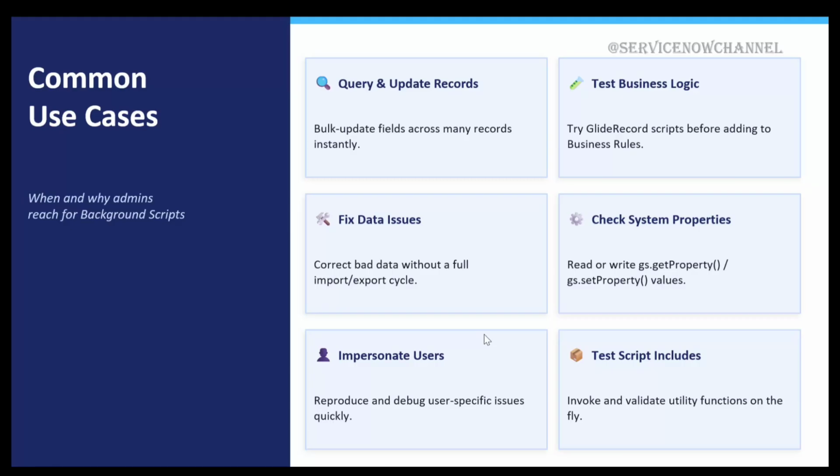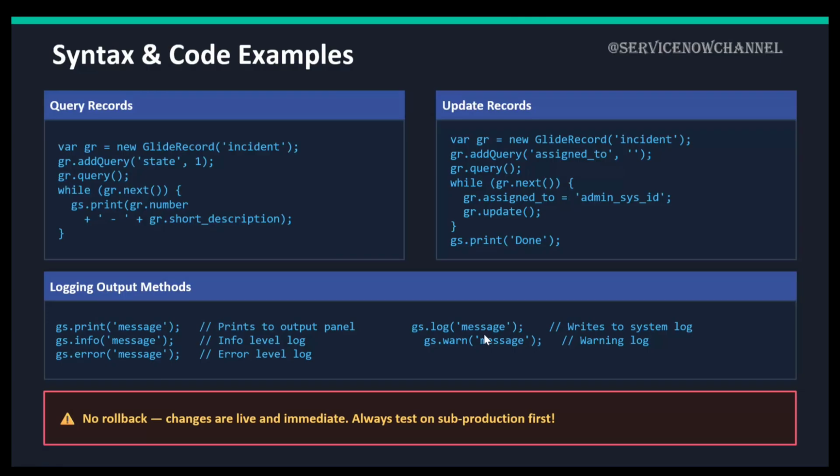Okay. So next we have test script includes, which means you invoke and validate utility functions on the fly. Okay, so these are the common use cases of background scripts. Now we have come to the syntax and code examples.